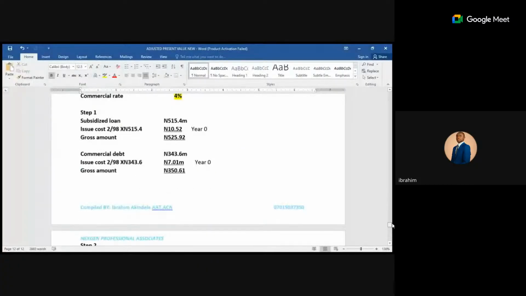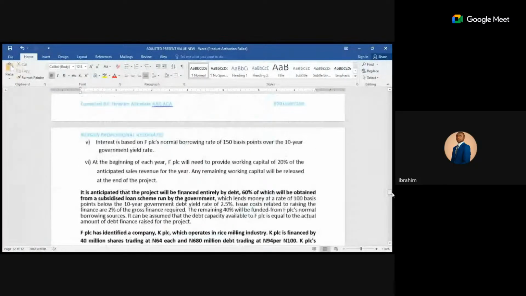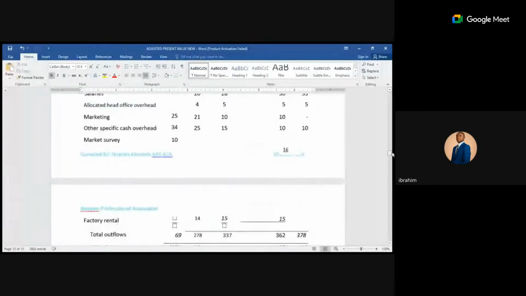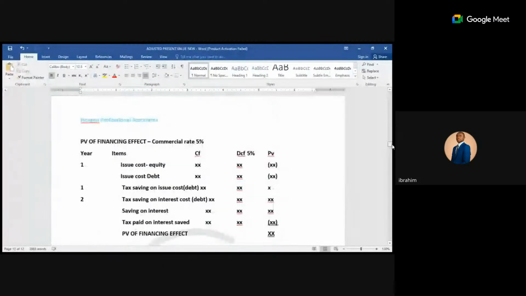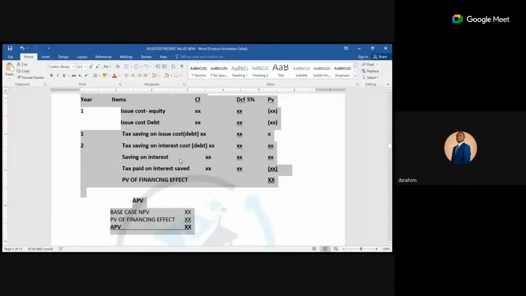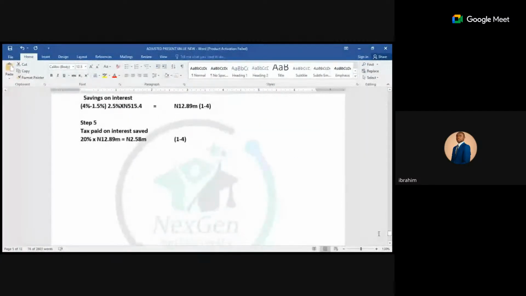So we need to plot the PV of financing effects. Let me quickly copy this. The PV of financing effects.